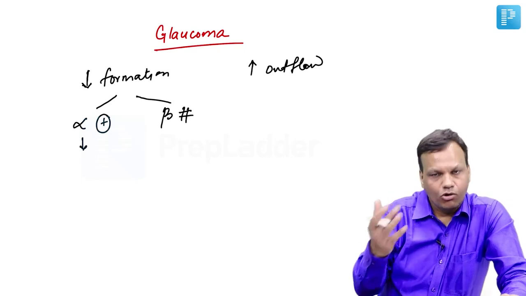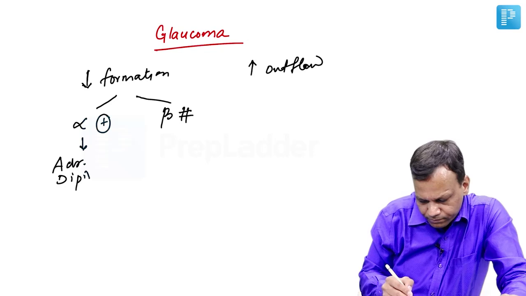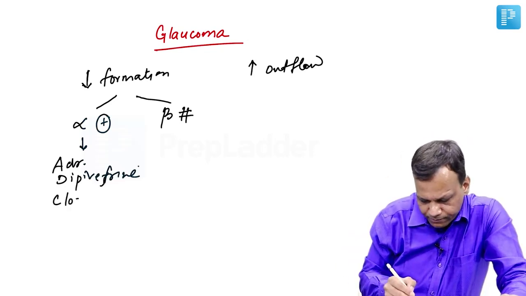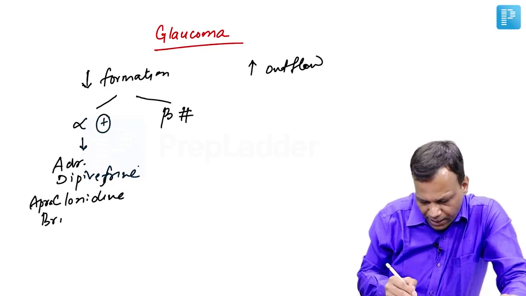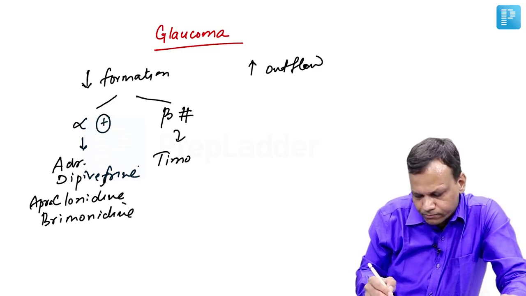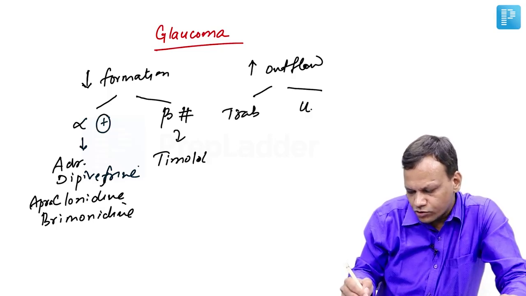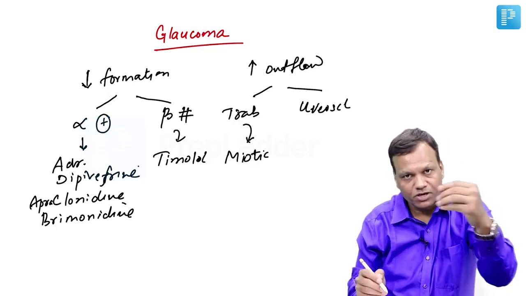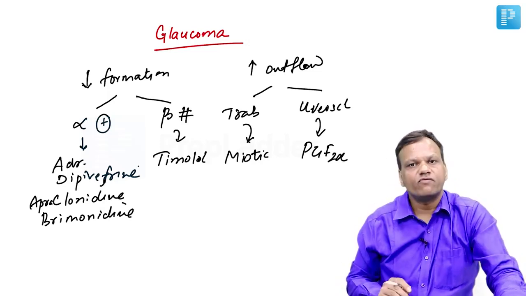Alpha agonists may be non-specific like adrenaline or dipivefrin, or they may be alpha 2 specific in the eye like clonidine, apraclonidine and brimonidine. Then beta blockers like timolol. Or they can increase the outflow, which may be trabecular outflow or uveoscleral outflow. Trabecular outflow is increased by miotic drugs by causing miosis, so the space becomes open and fluid can drain, and uveoscleral outflow is increased by prostaglandin F2 alpha. Okay.